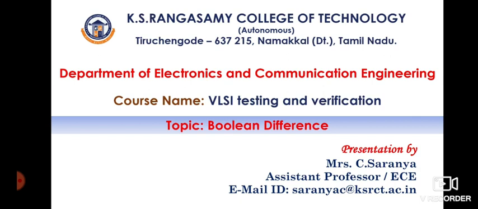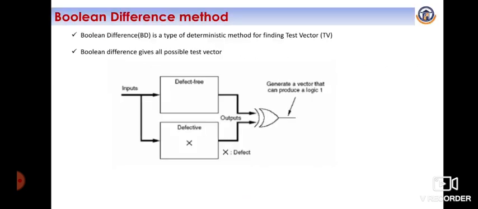In this video, we are going to see about the Boolean difference concept in VLSI testing and verification. Boolean difference is a type of deterministic method for finding test vectors. Using this method, we are able to find all possible test vectors. This is the block diagram which indicates the Boolean difference concept.